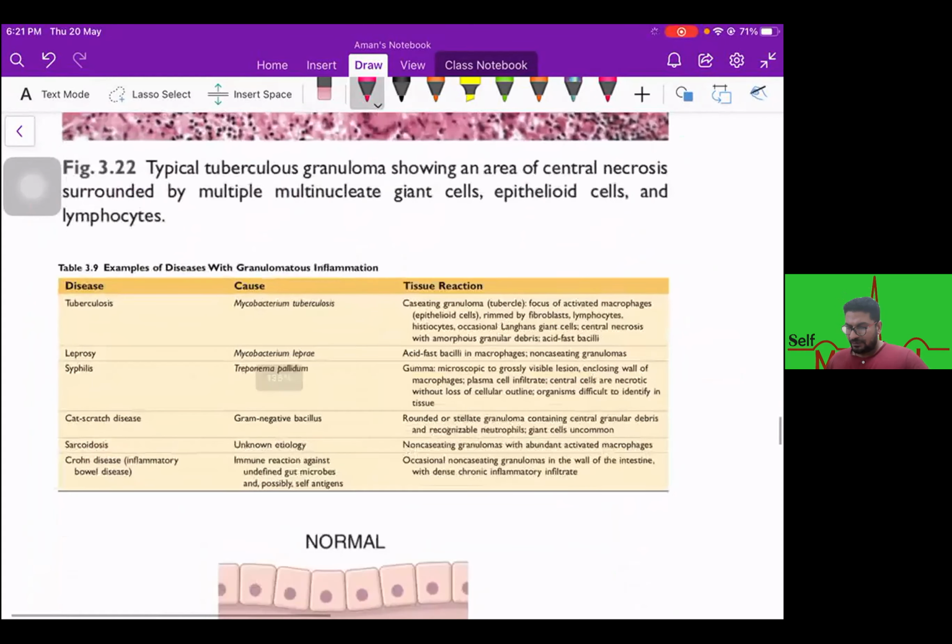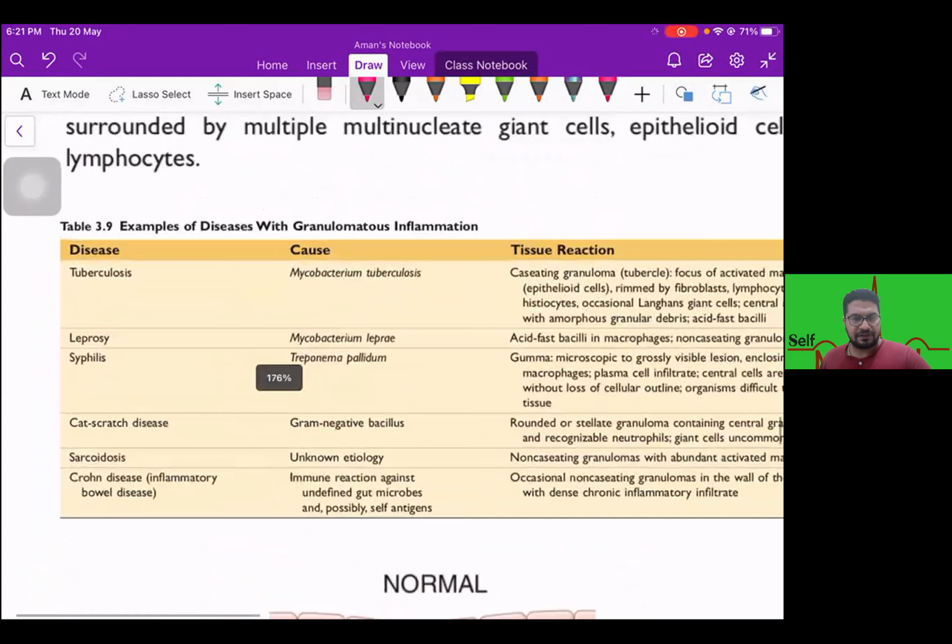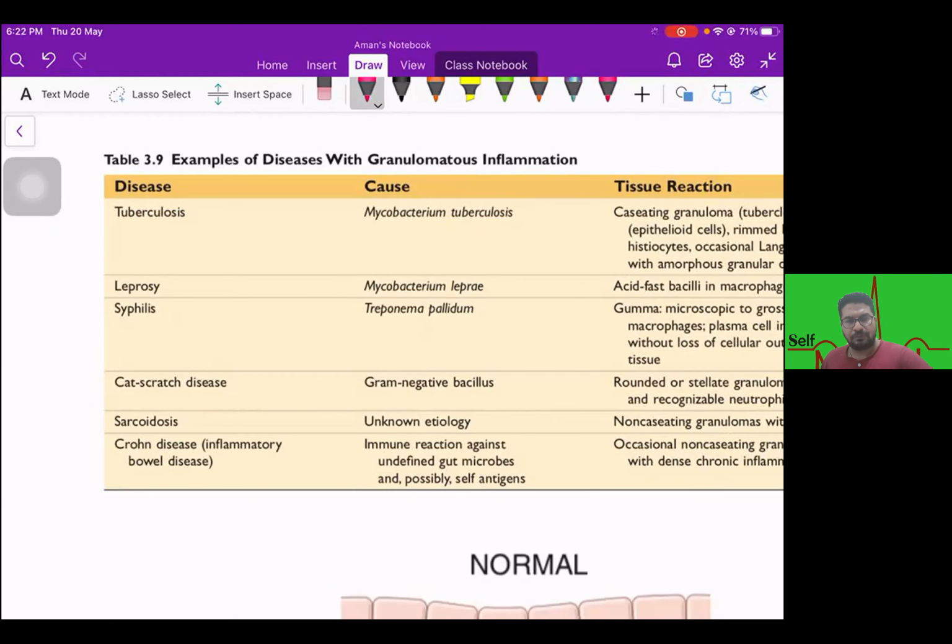Okay, then understand this. Tuberculosis, you know already, is caused by Mycobacterium tuberculosis. So you will see a caseating granuloma here. One more thing, if I say tuberculosis, you will see the special cells, giant cells. These giant cells are called Langerhans giant cells. In TB, you will find Langerhans giant cells.